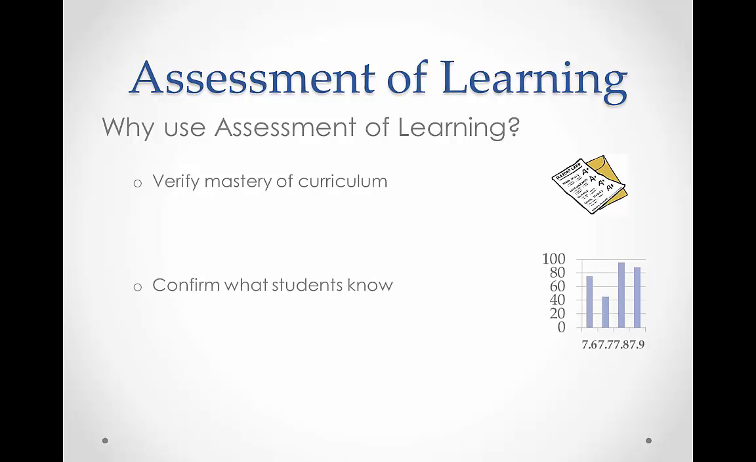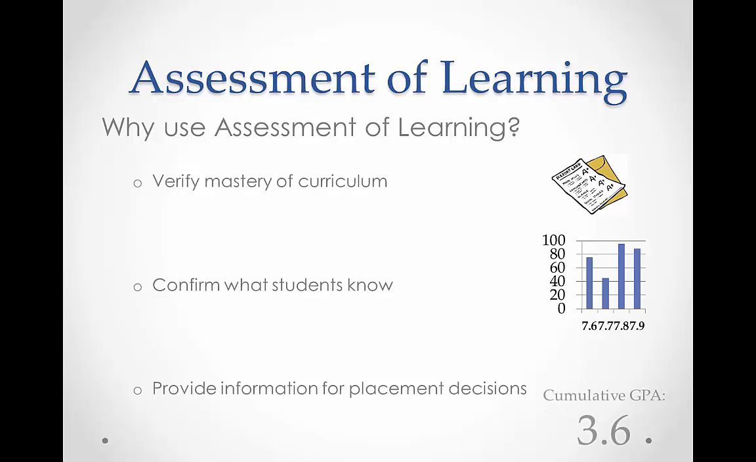Second, it confirms what students know, just like the bar graph that depicted how the class did on certain learning targets, on learning target 7.6 and 7.7 and so on and so on. And lastly, to provide information for placement decisions, such as if I was a boss and I asked two students that were applying to give me their GPAs and on the application, I might use this GPA in order to decide which student I prefer to hire for my business.